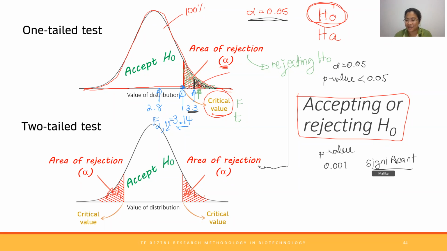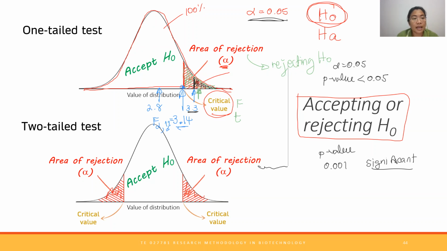Being significant here means that it has already calculated the percentage of the area, whether it falls into the area of rejection or accepting H0. And being significant means that it falls into the area of rejection. So you say that H0 is not correct and the alternative is accepted. So that's how it goes about the area of rejection and the area of acceptance.